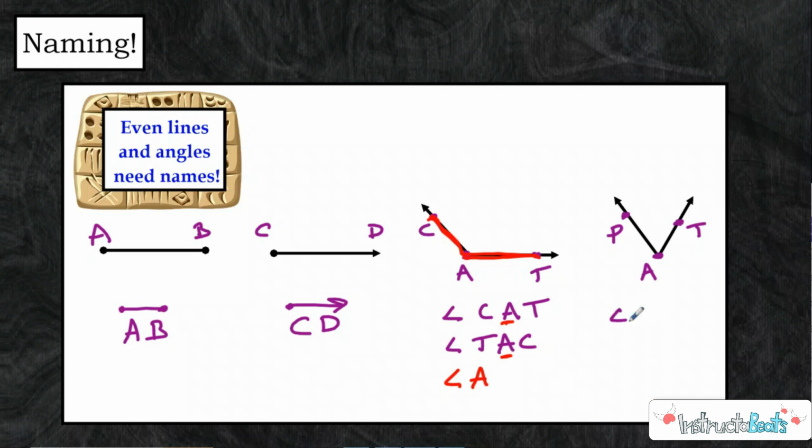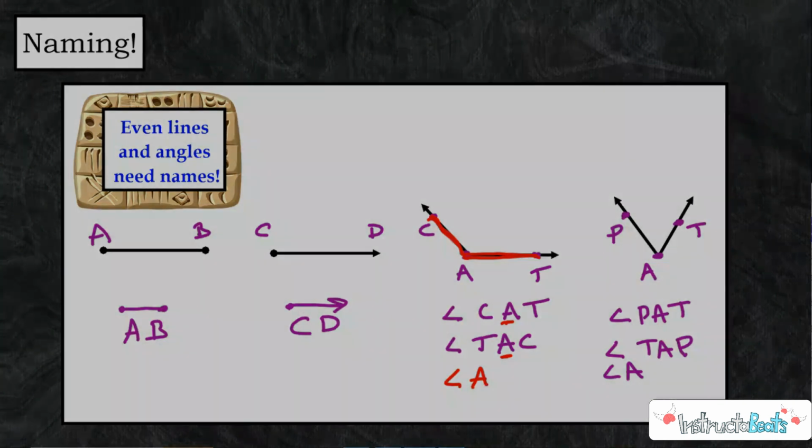So here we have angle PAT, right, because A is our vertex where the 2 lines are meeting. We have angle TAP, so this could be angle PAT or angle TAP, or it could just also be angle A because A is our vertex. So now you know what lines, line segments, rays are, you know what angles are, and now you know how to name them so they don't feel like they are nameless, right? We got to have names for them so they feel important.